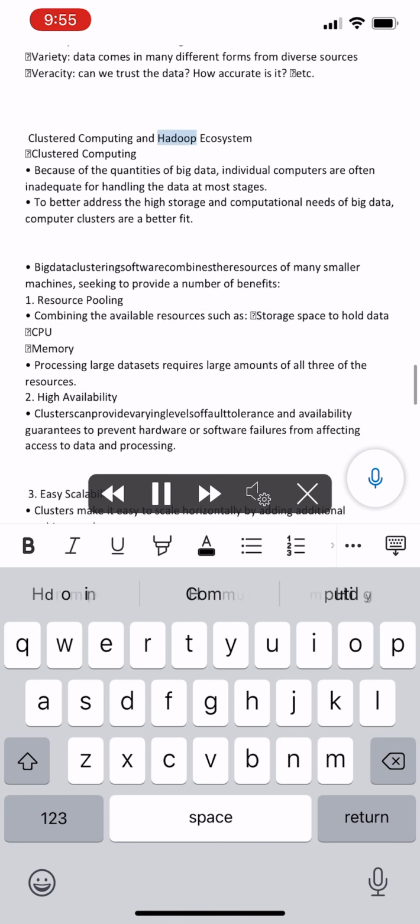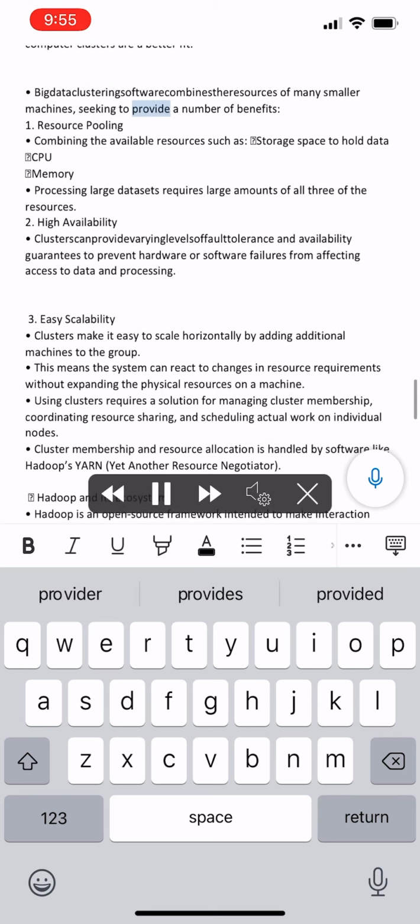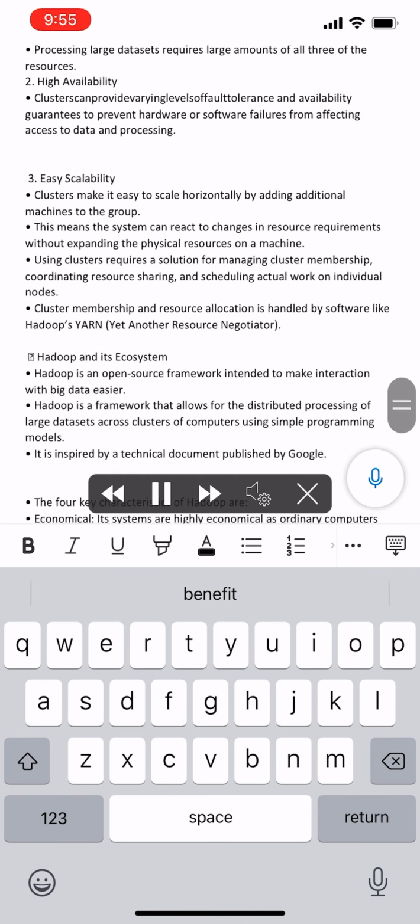Clustered computing and Hadoop ecosystem. Clustered computing. Because of the quantities of big data, individual computers are often inadequate for handling the data at most stages. To better address the high storage and computational needs of big data, computer clusters are a better fit. Big data clustering software combines the resources of many smaller machines, seeking to provide a number of benefits.